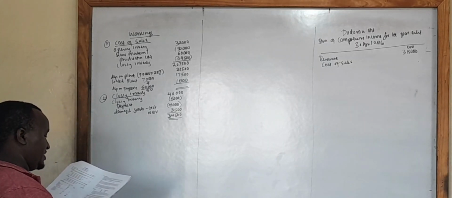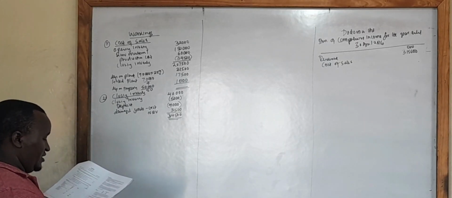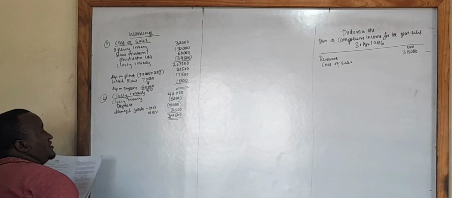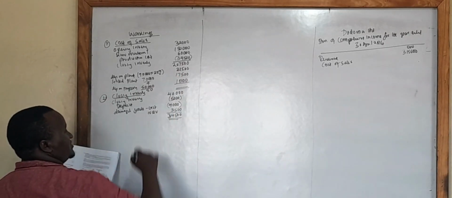It was later revalued. We shall calculate the valuation later on so that we see the value. So when you add this, you get the cost of sales.